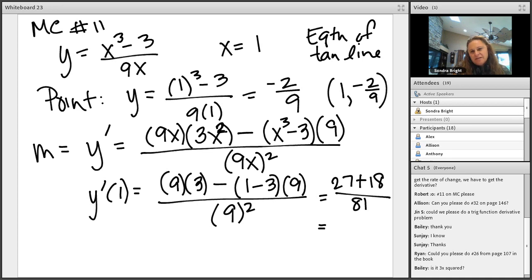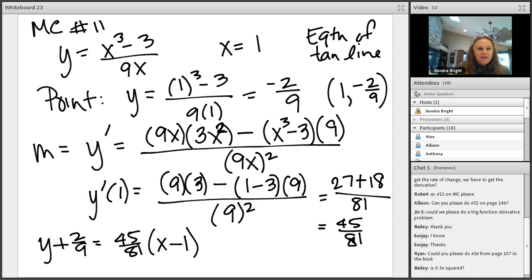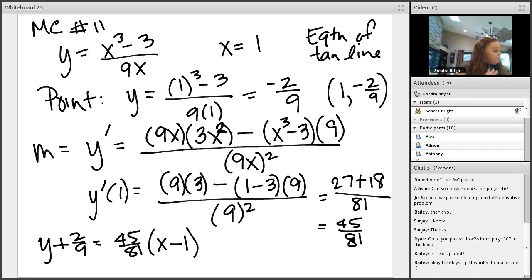And so what is that? 45 over 81 is going to be your slope. And so it's y minus negative 2/9 equals 45 over 81 times x minus 1. You can leave this if it's in the free response part. This is multiple choice though, so we have to simplify. And if I was smart, I would have simplified this, 9 goes into both, right? So 5 over 9, that would make my life easier.